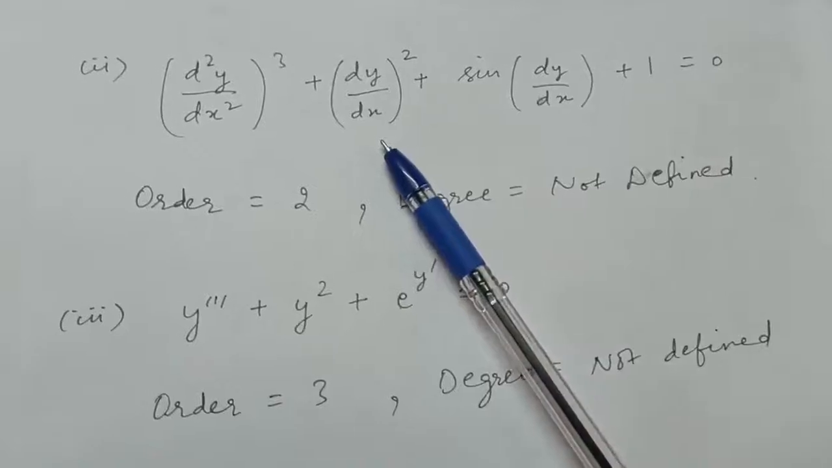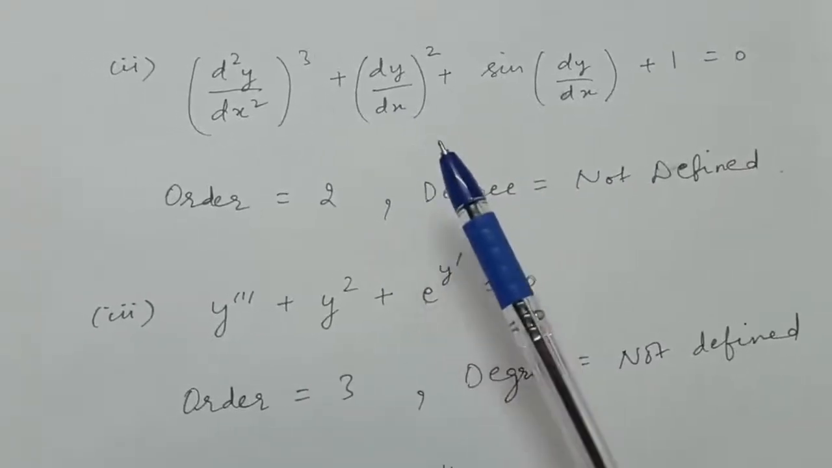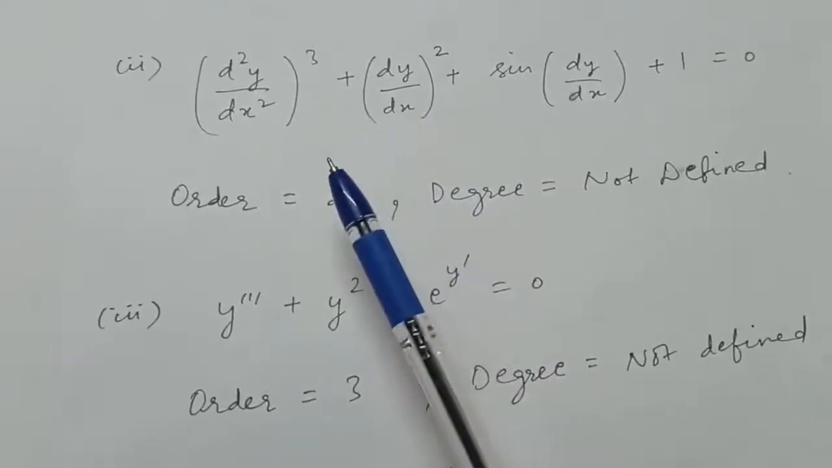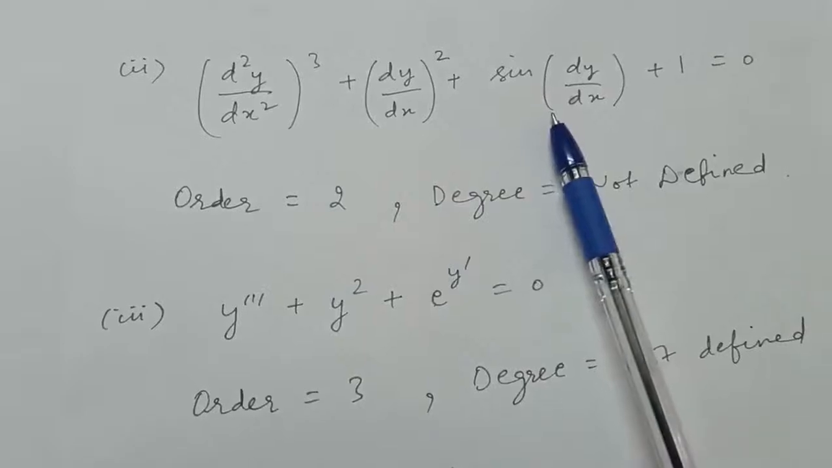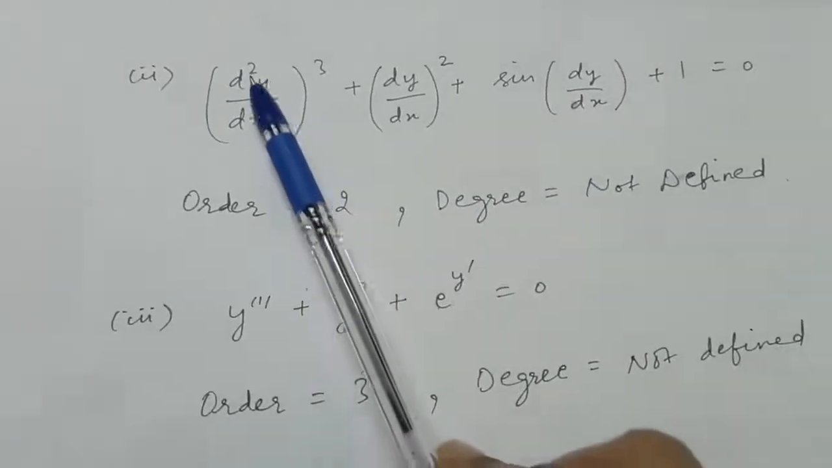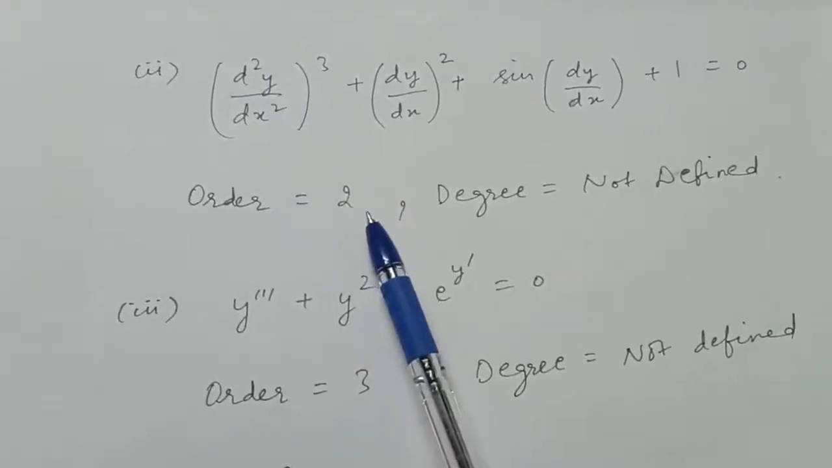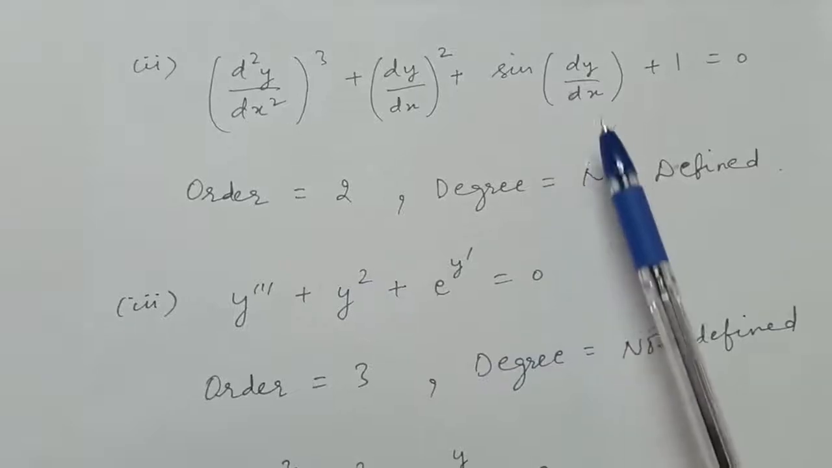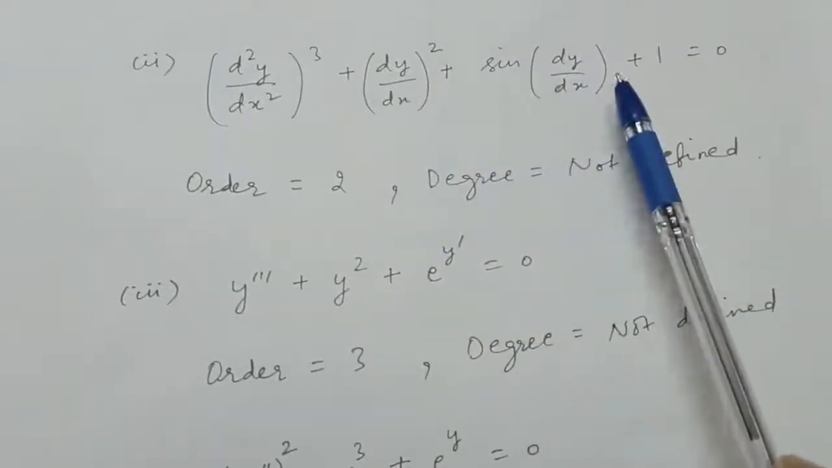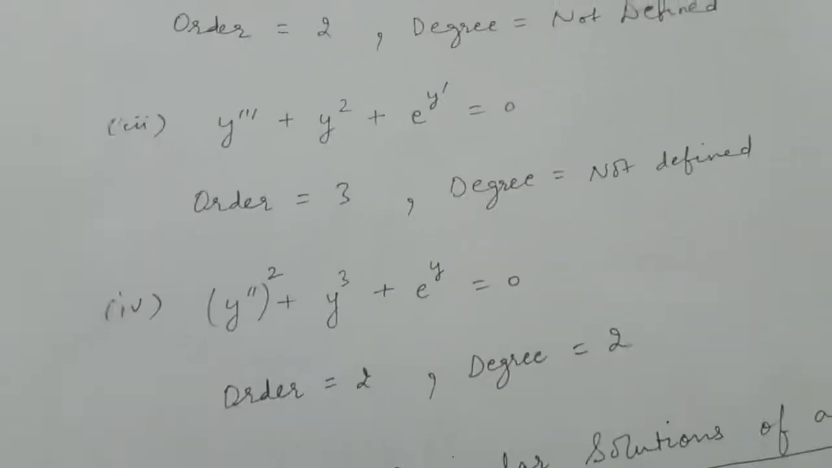So order is always defined. For order we don't have to check if it is polynomial or not. That we do for degree. For order just check which is the highest order derivative of y present in this given differential equation. So the highest order derivative of y is this 2. So order will be 2. And degree is not defined. Why? Because we can see this term. So this differential equation is not a polynomial equation in terms of derivatives.